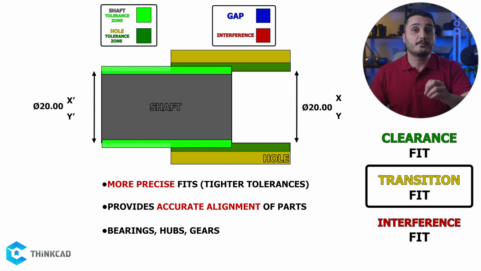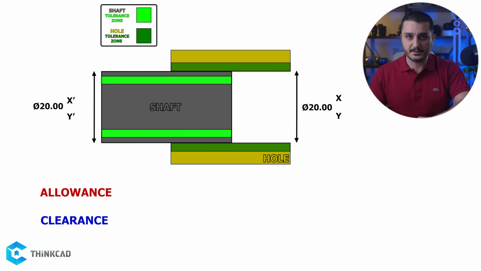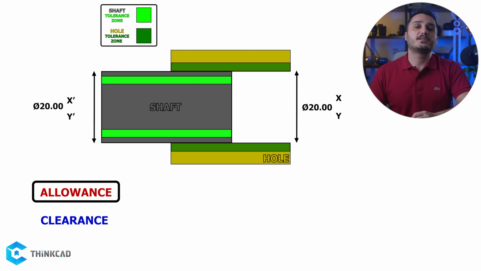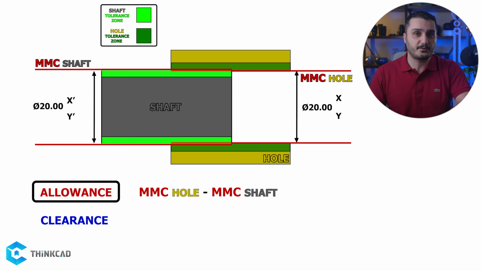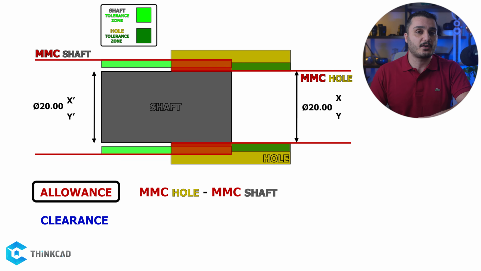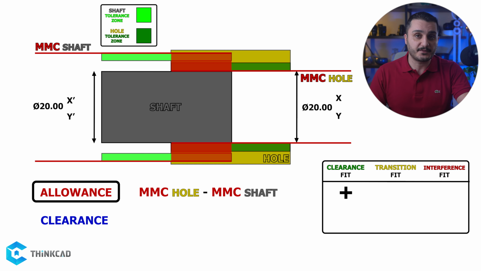Now, before we get into the more advanced parts of the concept, let me clarify two basic definitions. These two are allowance and clearance. Allowance is the difference between MMC of your hole and shaft. This means allowance is either the minimum clearance between parts in case of clearance fit or the maximum interference between parts when dealing with fits that cause interference. This means allowance is positive for clearance fits and negative for other types.